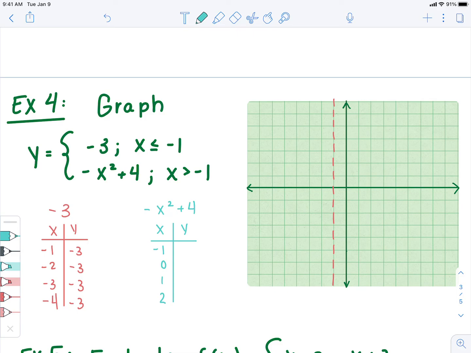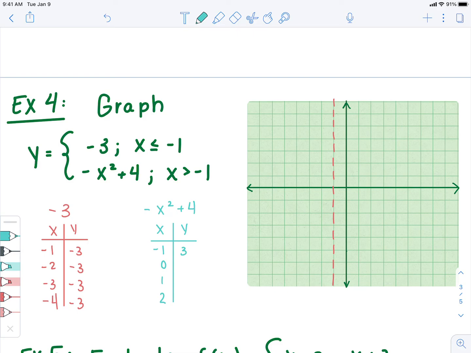So it's still -1, right? Because -1 squared gives me 1. 1 times a negative is -1. And then -1 plus 4 gives me 3. Do you want me to write that out so you can see what I'm talking about? Or did you follow that?